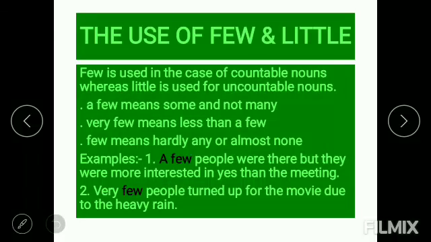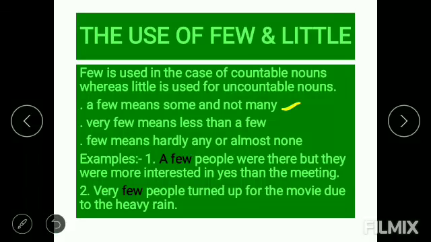Then the use of few and little. Few is used in the case of countable nouns, whereas little is used for uncountable nouns. Okay, so few is used with only countable nouns and little is used with only uncountable nouns. But both few and little have some different meanings in different sentences. So we will learn them one by one with points.